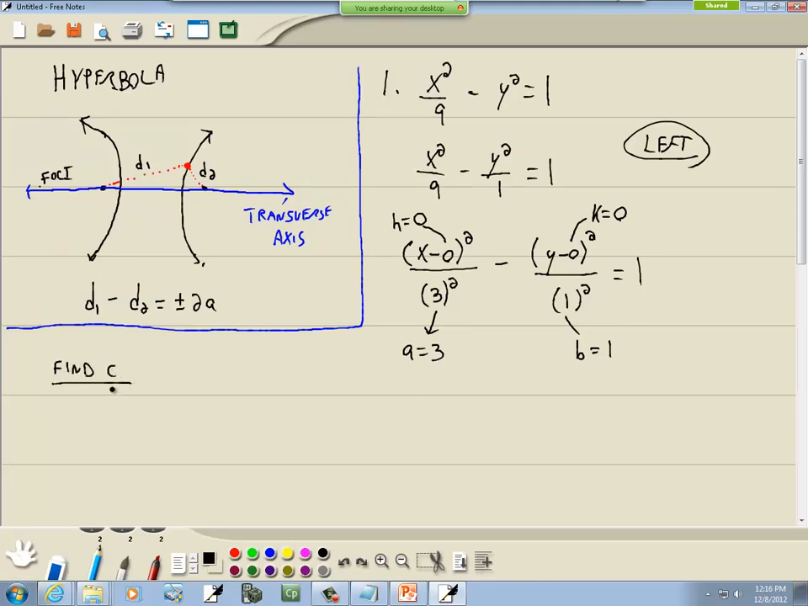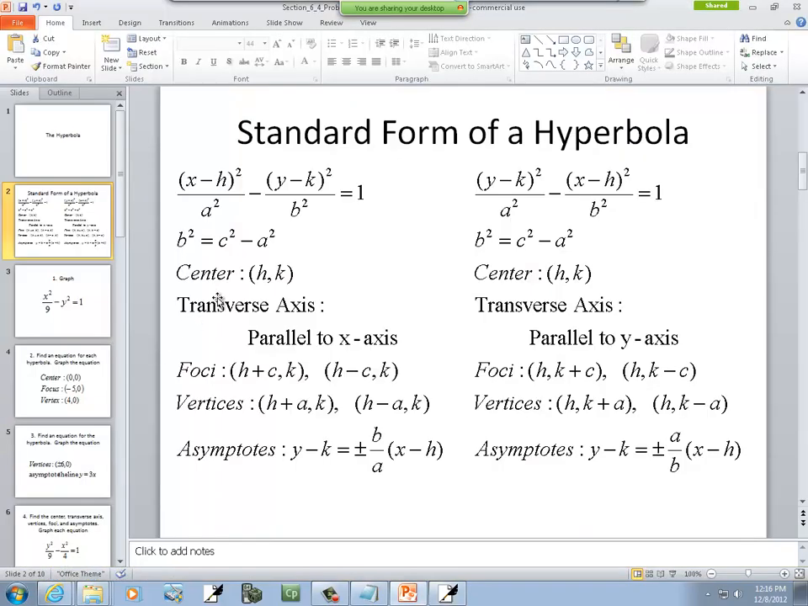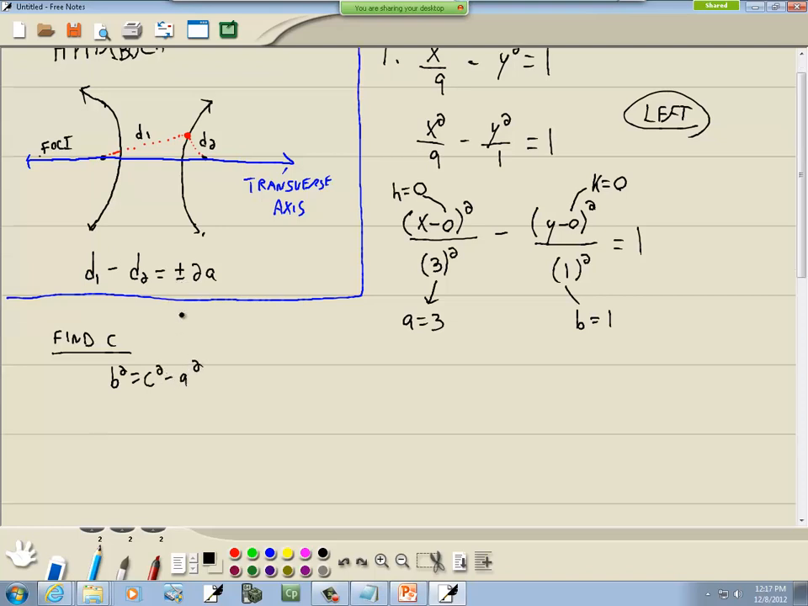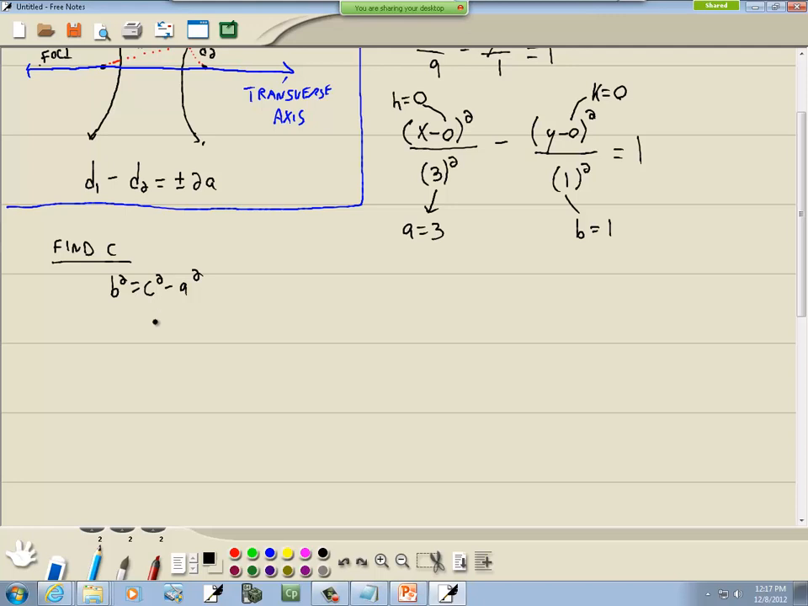Once you have those 5 items, you can find everything. Our formula is b squared is equal to c squared minus a squared. Well, b squared was 1, so we got 1 squared is equal to c squared minus a squared. A is 3, so we got 3 squared. So we got 1 is equal to c squared minus 9. Take the negative 9 over, becomes a positive 9, and we get c squared is equal to 10, or c is equal to the square root of 10.